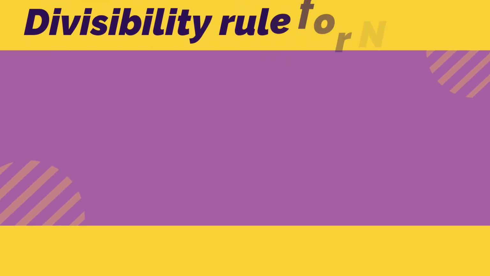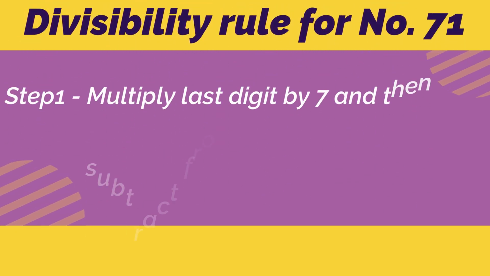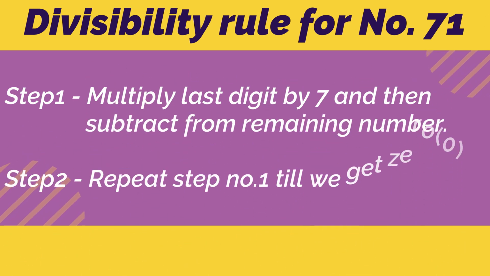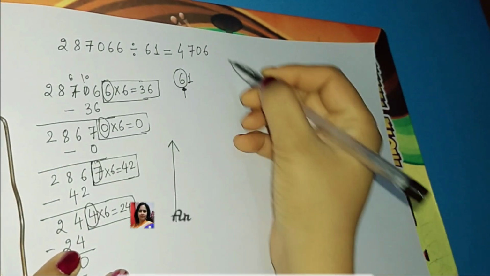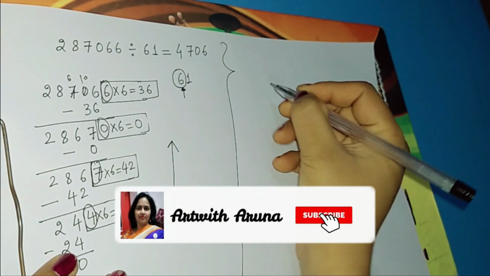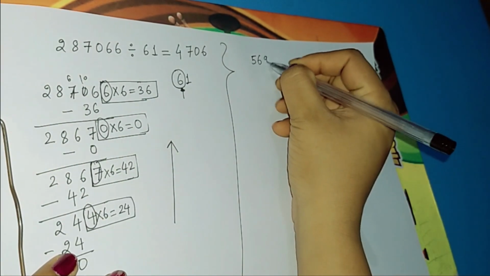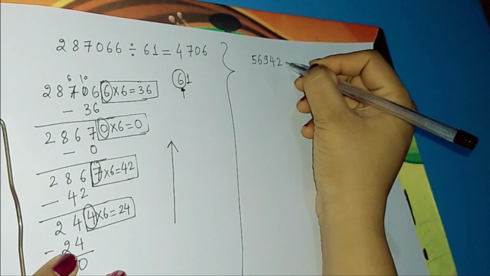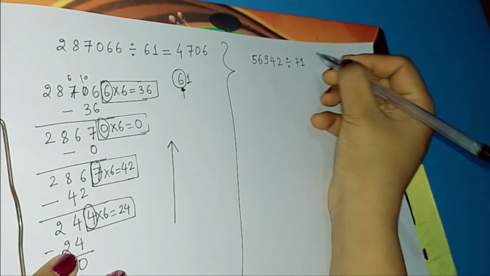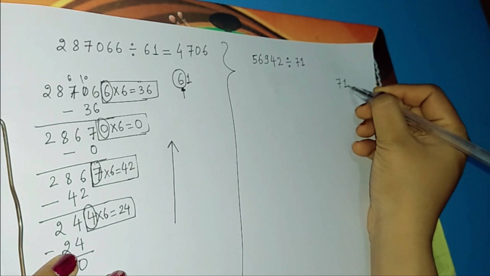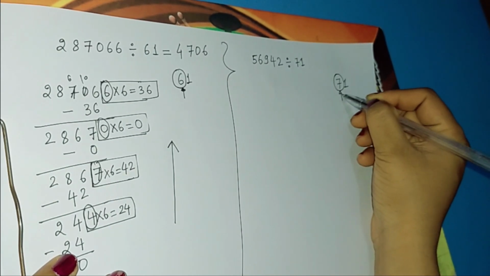Divisibility rule for number 71 contains two steps. Step 1. Multiply last digit by 7 and then subtract from remaining number. Step 2. Repeat step 1 till we get 0. Let's take the number 56,942 is divisible by 71 or not. So here this 7 is very important in 71.